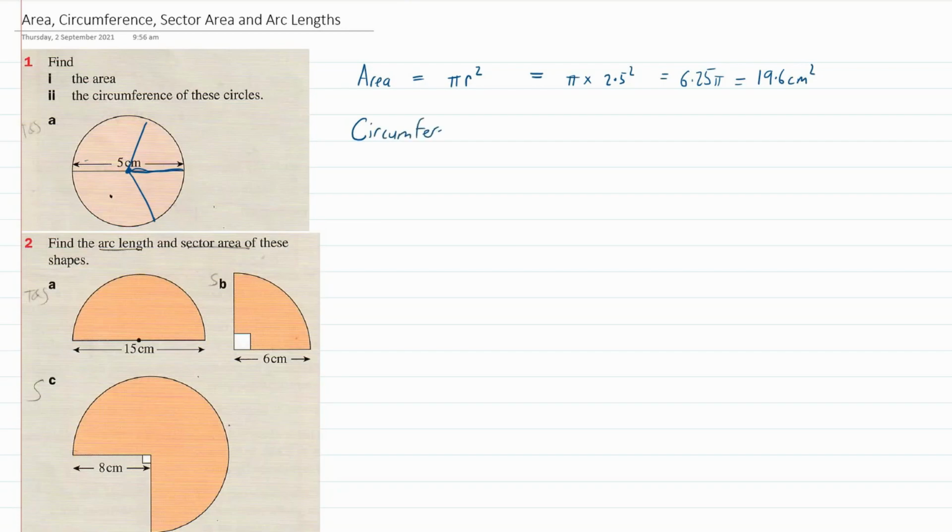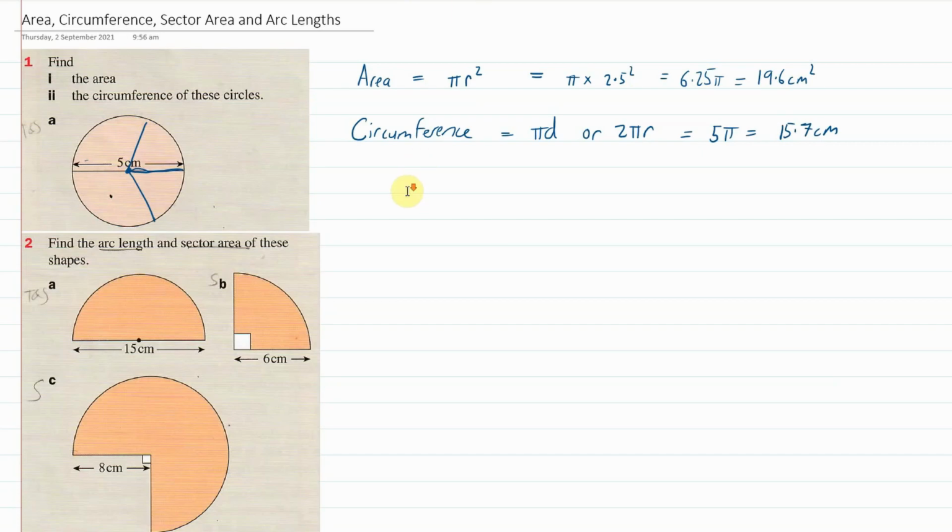is equal to pi times d, or 2 pi r. In this case we're going to use pi d because they've given us d, so it's going to be 5 times pi, because the diameter is 5, and if we chuck that in our calculators to three significant figures, that's 15.7. This time the unit is a unit of length because circumference is length, so it's 15.7 centimeters.